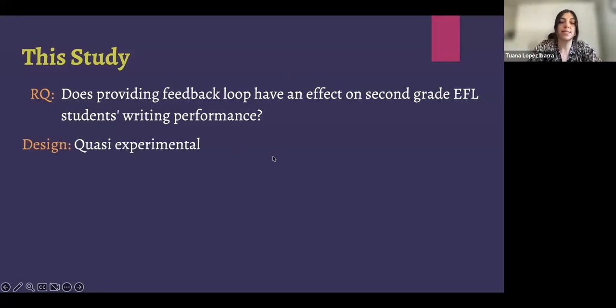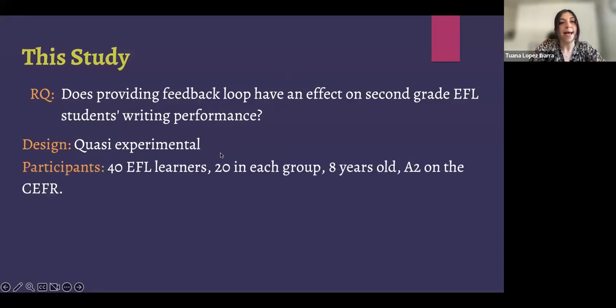The design of the study is quasi-experimental because we didn't randomly assign the students into groups. The participants were 40 EFL learners. We divided them into a comparison group and an experimental group, and in each group we had 20 students, so they were divided equally. All of them were 8 years old, and their English level on the CEFR scale was A2.